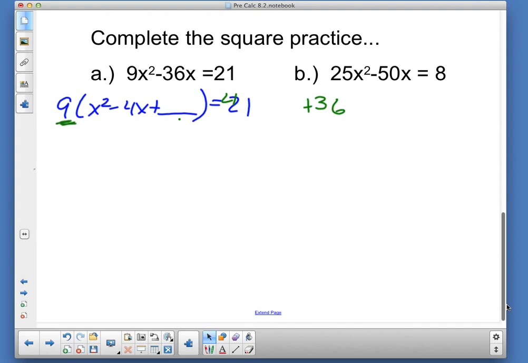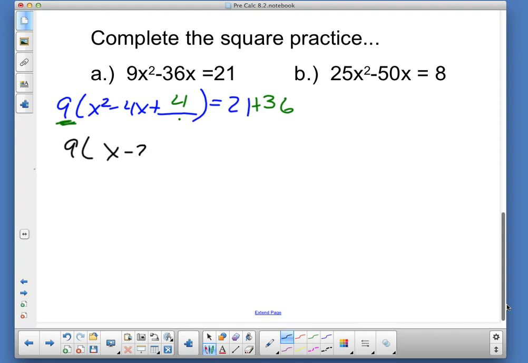Questions about why I did it? It's very similar to what we're going to be asked to do tomorrow. Because of that distributive property, I just didn't add 4, I added 36. Okay? Now, when I get this rolling, I can then look at this as I've got 9, I've got x minus 2, quantity squared, equal 57.